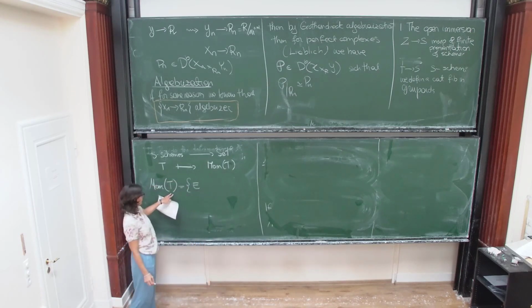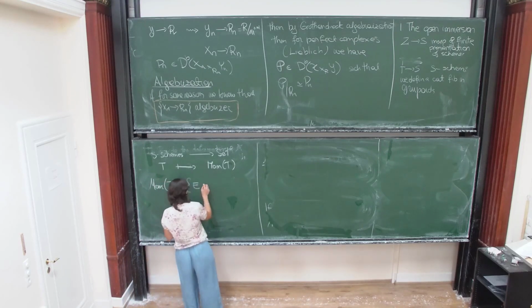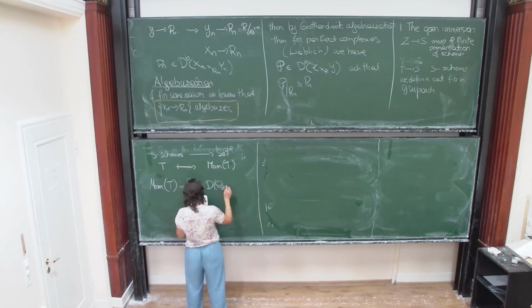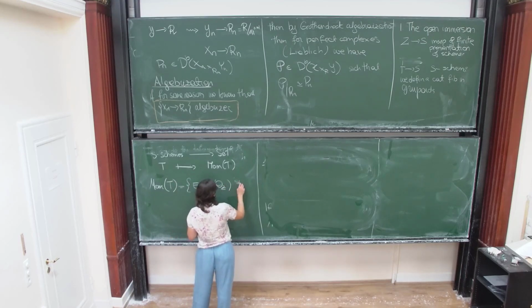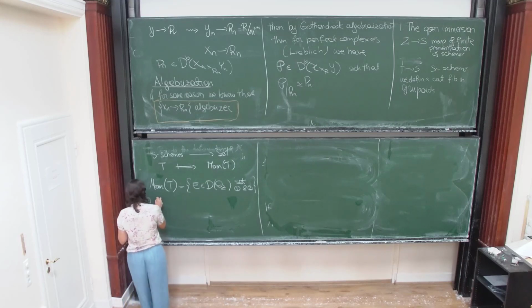So what is mom T? Mom T are E in the derived category of all the modules satisfying 1 and 2. So 1 is E are relatively perfect.